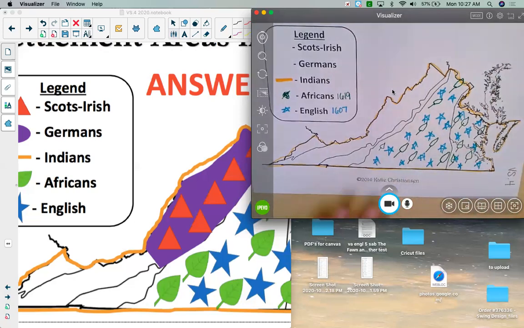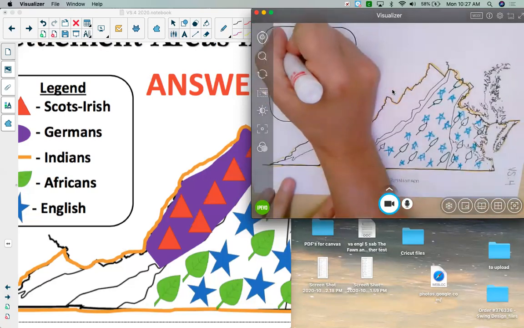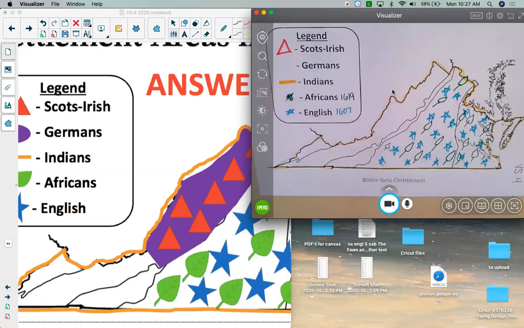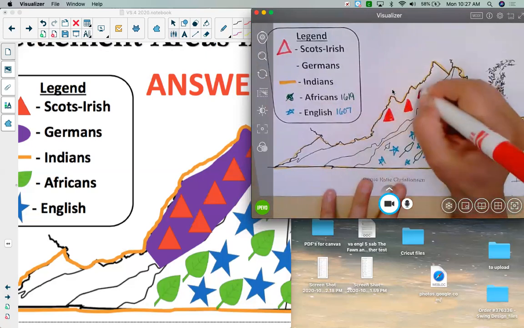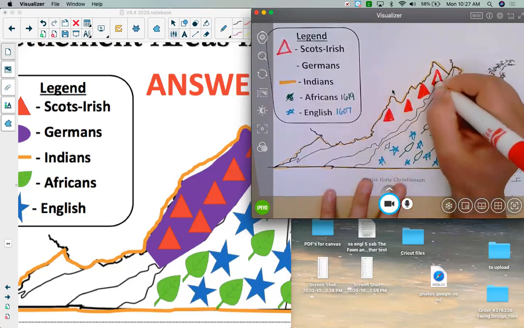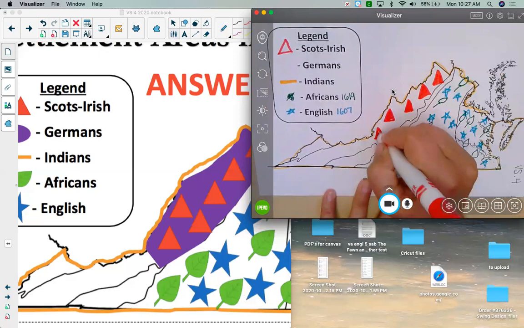Now, the next group of people are the Germans and Scots Irish, and they came after 1619, and we are going to represent them with the Scots Irish. We're going to represent with a red triangle, okay? And they lived primarily in the Shenandoah Valley, which was along the migration route. All right, so that is right here in the Valley and Ridge region. So I'm going to represent that group of people with a red triangle.